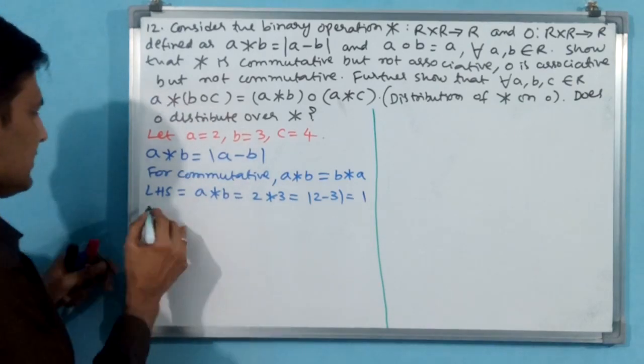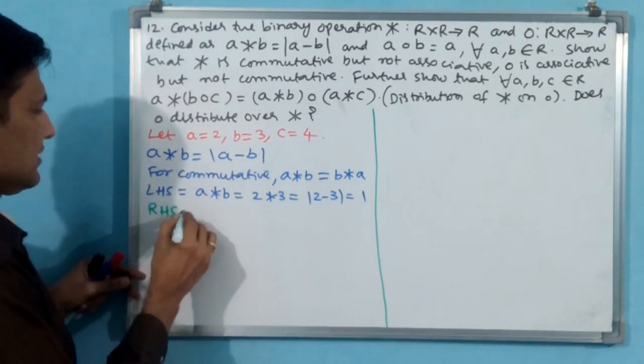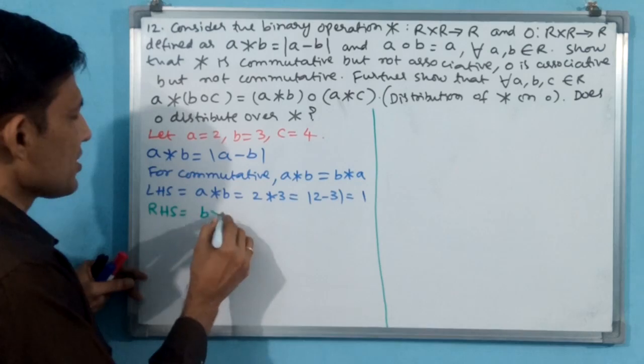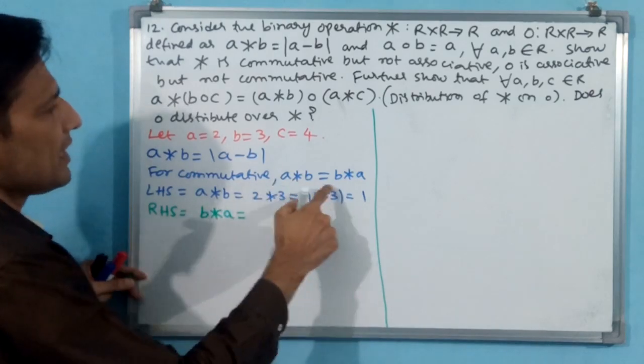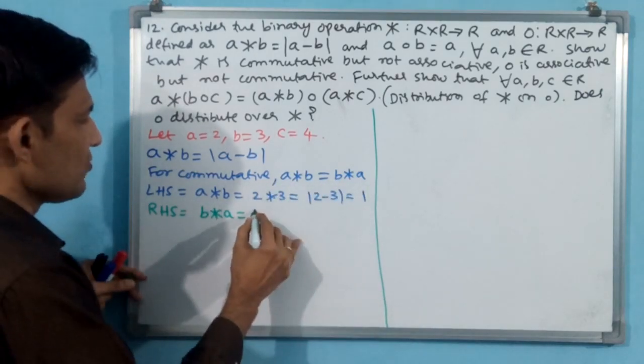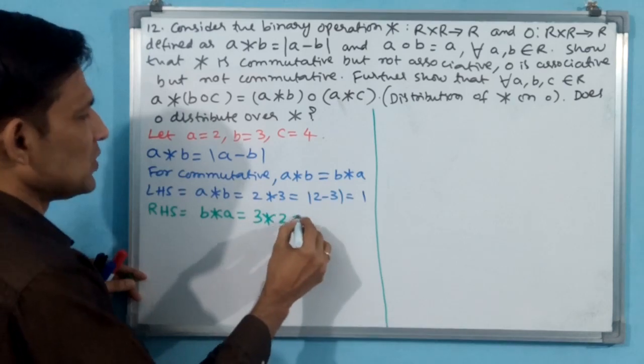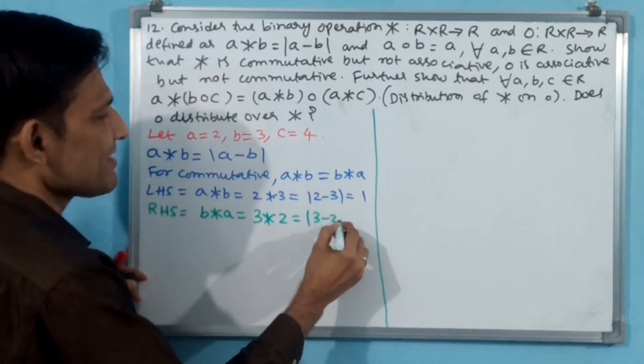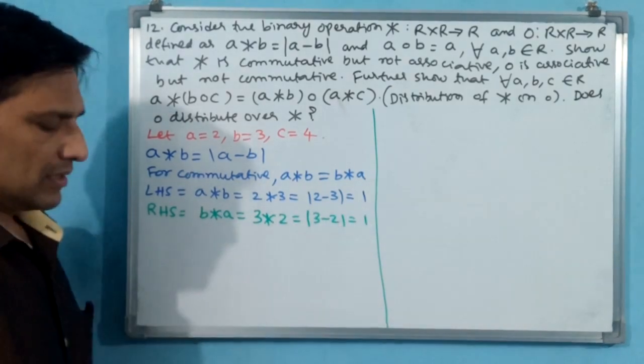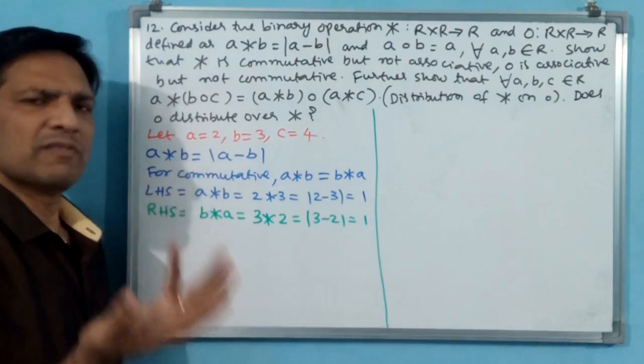RHS you take. RHS is equal to B star A. B star A is equal to 3 star 2. That means modulus of 3 minus 2. That is equal to 1. 3 minus 2 is 1. Modulus of 1 is 1.